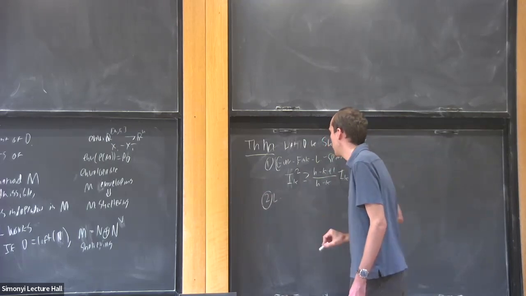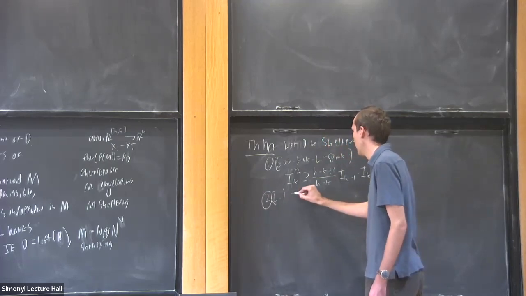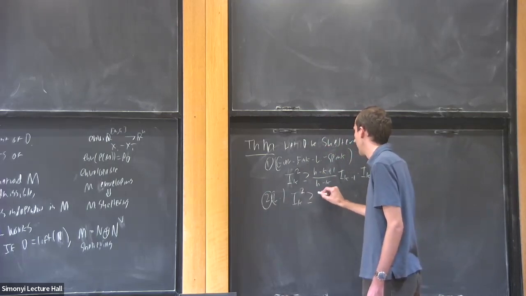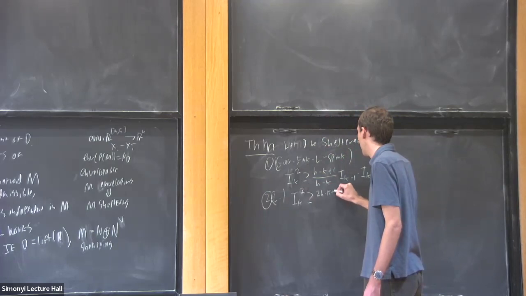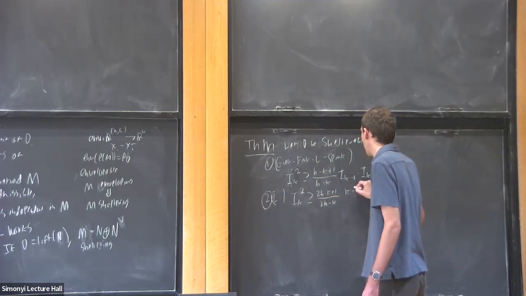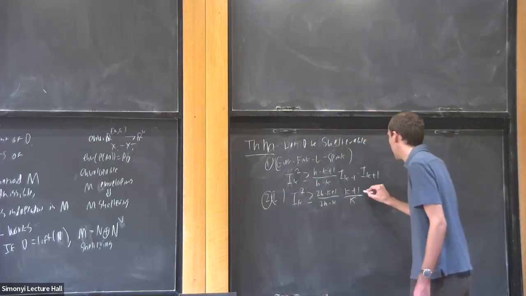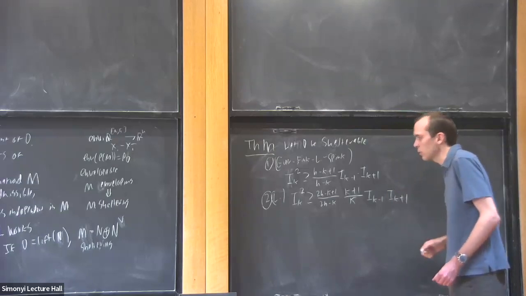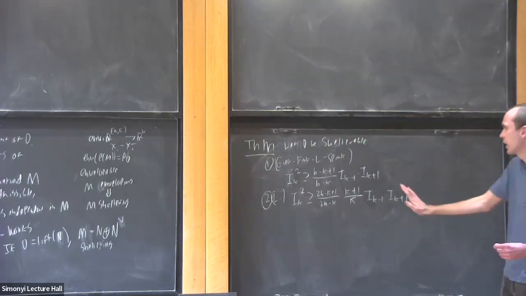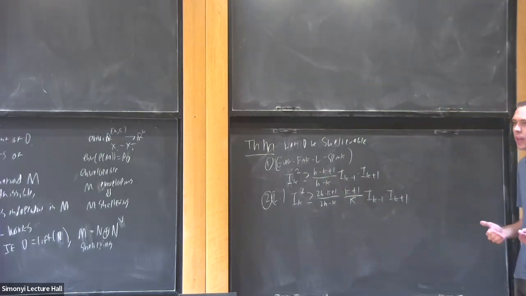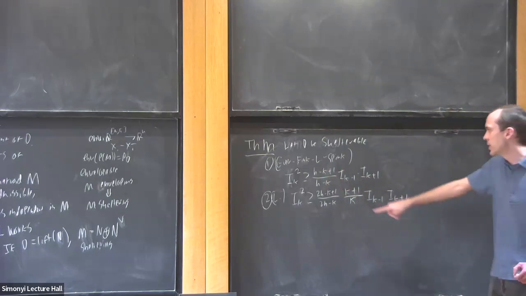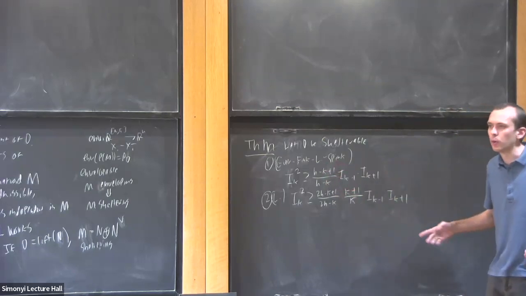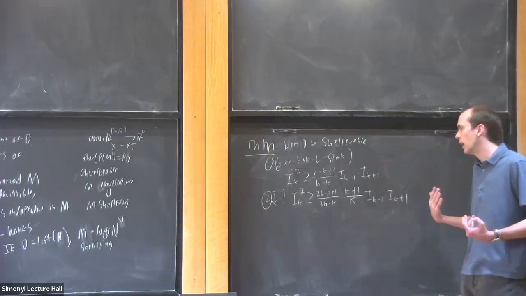Part 2, which I proved, shows that i_k squared is greater than or equal to (2n minus k plus 1) over (2n minus k) times (k plus 1) over k times i_(k minus 1) times i_(k plus 1). If I just ignored these factors, both of these would be saying log-concavity. These numbers are bigger than 1, so it's better than log-concavity.